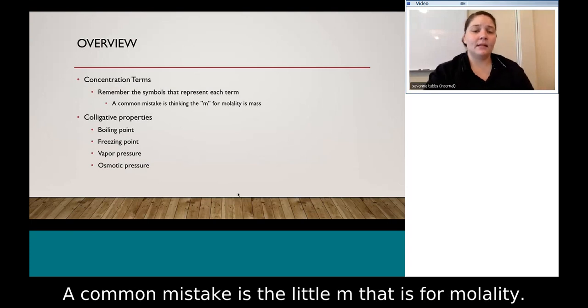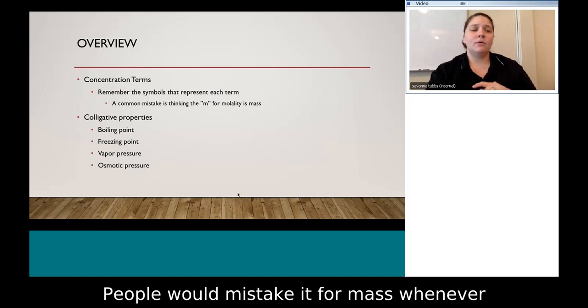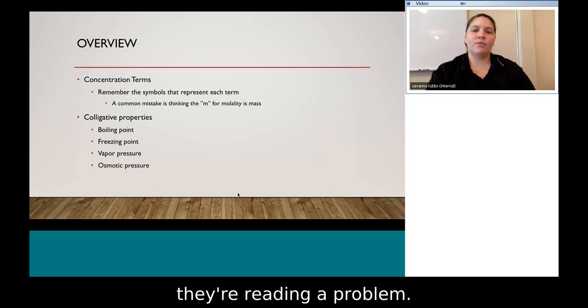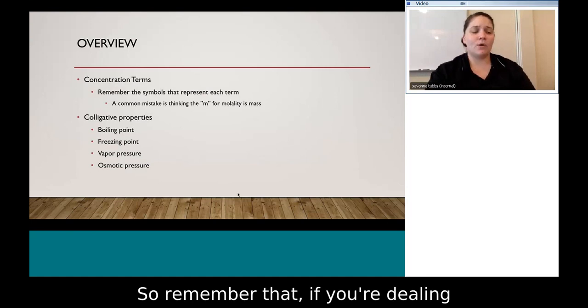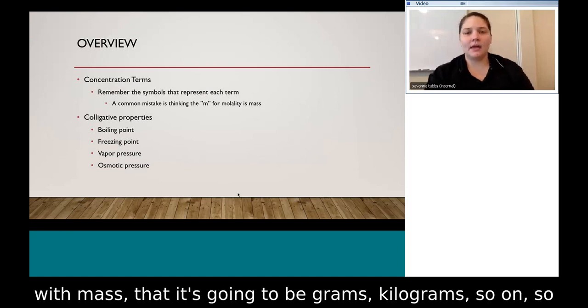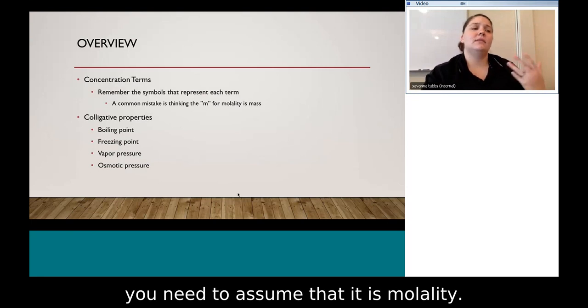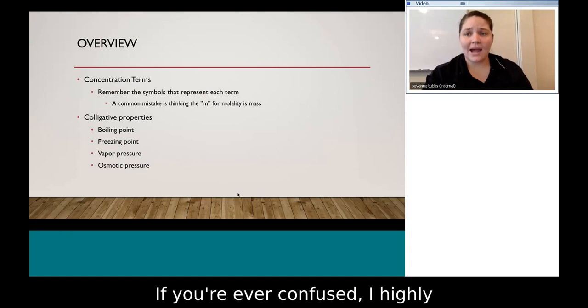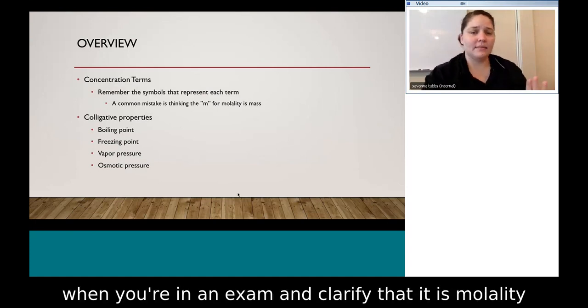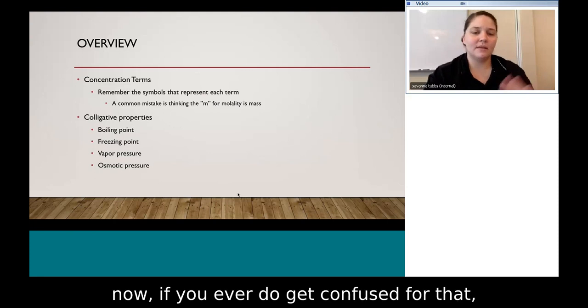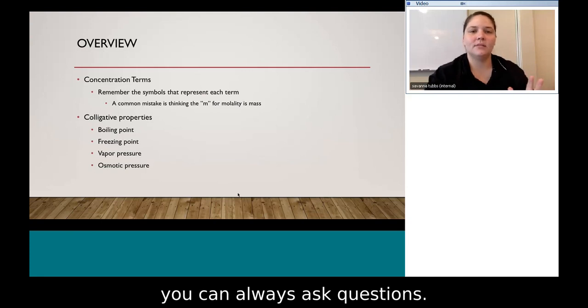A common mistake is the little m, that is for molality. People will mistake it for mass whenever they're reading a problem. So remember that if you're dealing with mass, it's going to be grams, kilograms, and so forth. But if it says you have little m equals a number, you need to assume that it is molality. If you're ever confused, I highly suggest that you simply raise your hand in an exam and clarify that it is molality and not mass. If you ever do get confused, you can always ask questions.